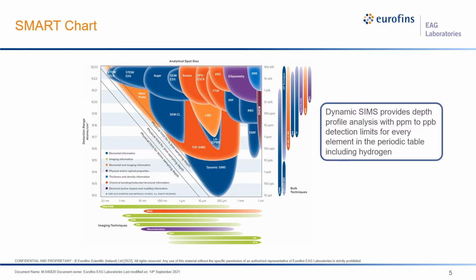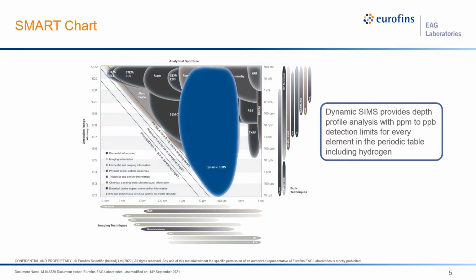The bottom axis represents the analytical size range. So if you have a smaller feature, you will be looking for techniques that are capable of analyzing small features, or if you have a larger spot for better averages of concentrations, you would use one of the techniques towards the right hand side. Dynamic SIMS occupies the center of this chart.